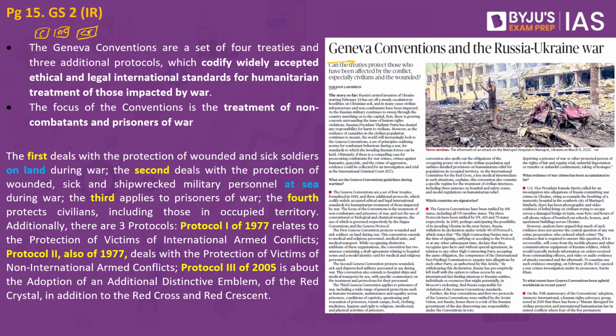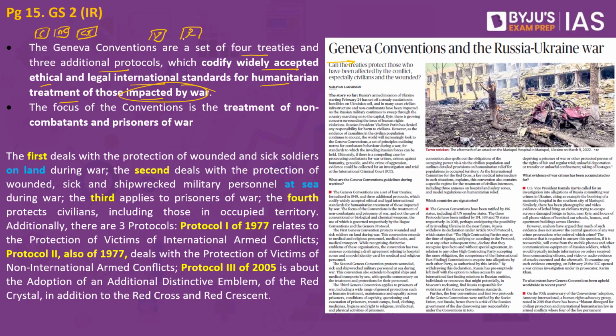When we speak about the Geneva Convention, what is it? It is a set of 4 treaties and 3 additional protocols which codify widely accepted ethical and legal international standards for the humanitarian treatment of those impacted by the war. Let me simplify this for you. As I told you, there are two parties here. One is the Russian party, the other is Ukraine.